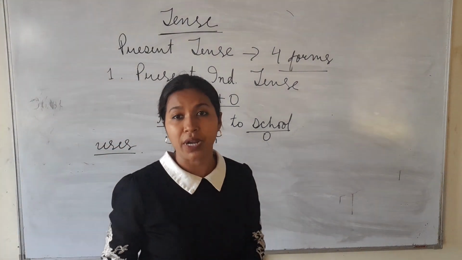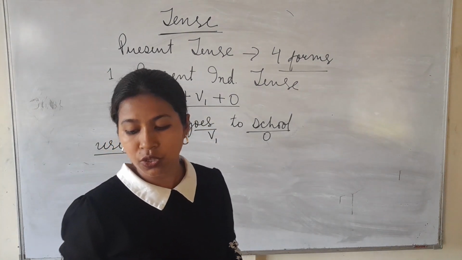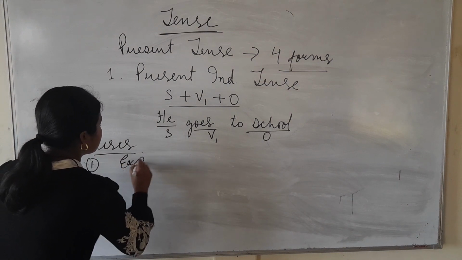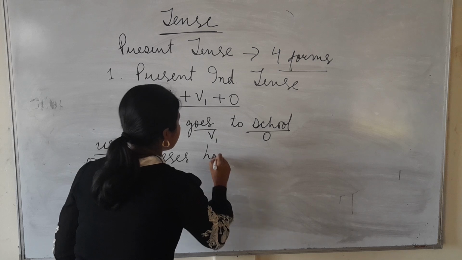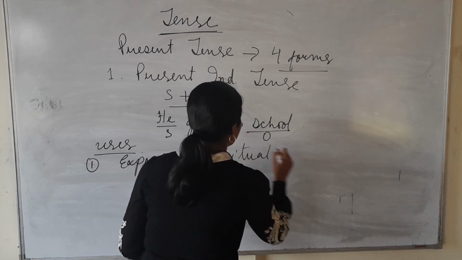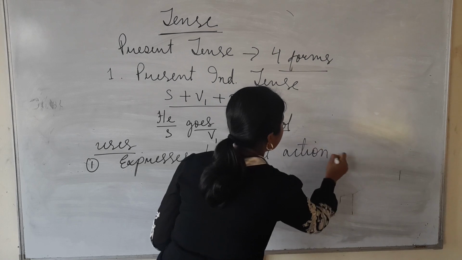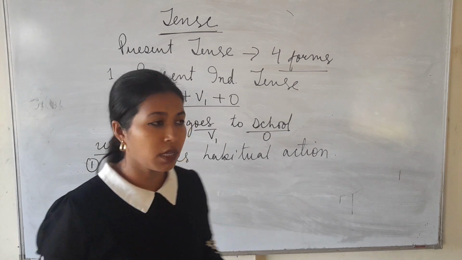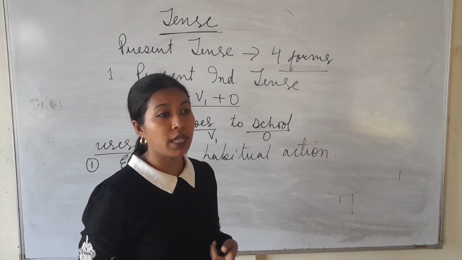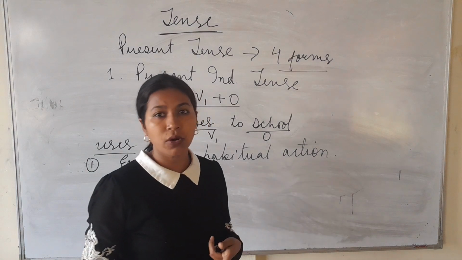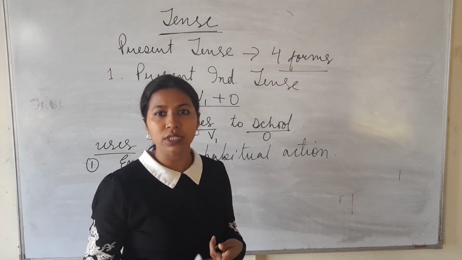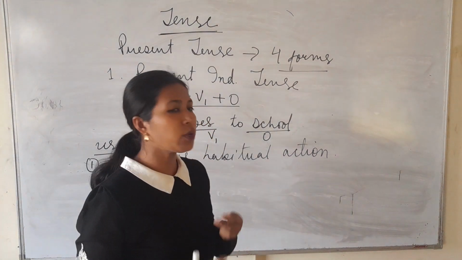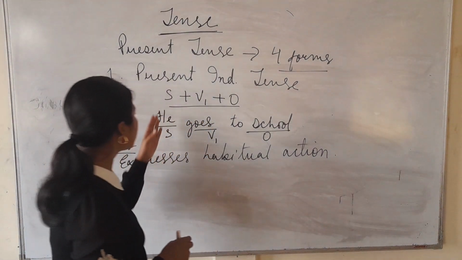What are the uses of present indefinite tense? So the first use of present indefinite tense is number one, expresses habitual action. Present indefinite is simple and easy. What does it mean by expressing habitual action? For example, we have habitual actions every day, like getting up in the morning, brushing our teeth, going to school. So these are done regularly every day, and these kind of actions are known as habitual actions. So when you want to express this kind of habitual actions, you have to use present indefinite tense.